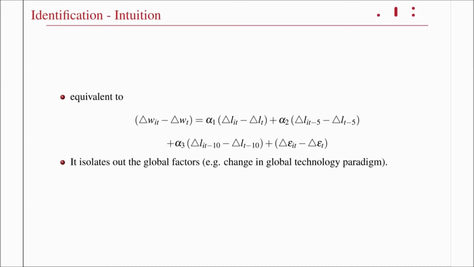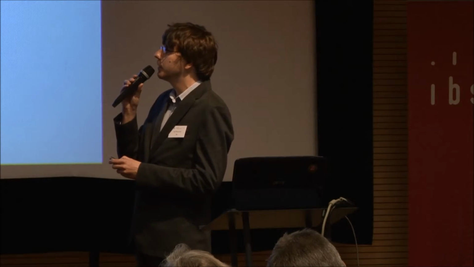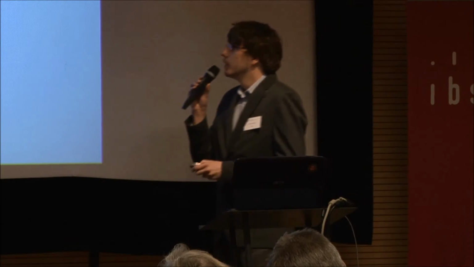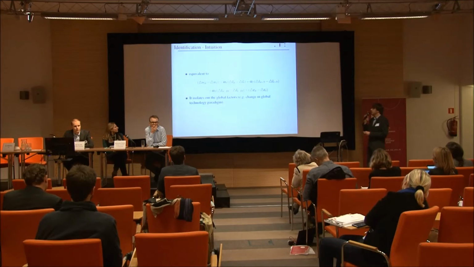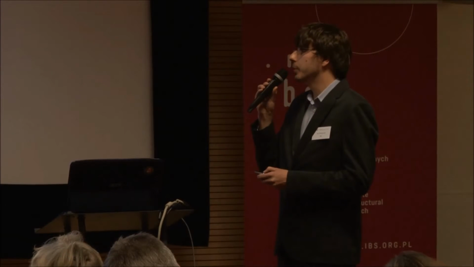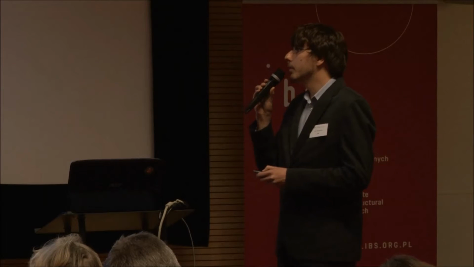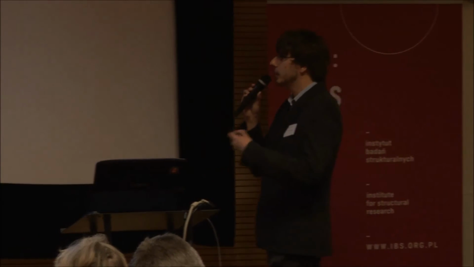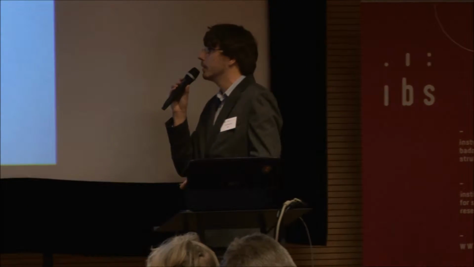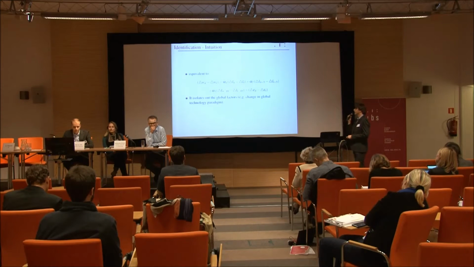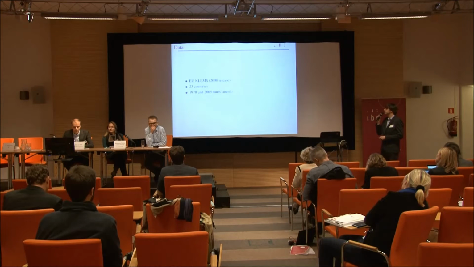So to make it a little bit more intuitive, I can simply rewrite this model like this. Whenever you don't see subscript i, it means it's the average. So writing it like this means that I'm looking at the effect of increase in number of college graduates on skill premium by isolating out all the global factors. Okay, I only look at the changes relative to the averages. So this allows me to isolate away all the global factors.